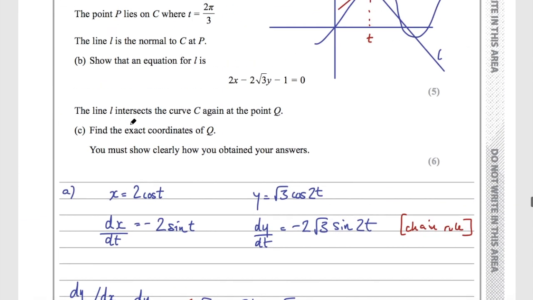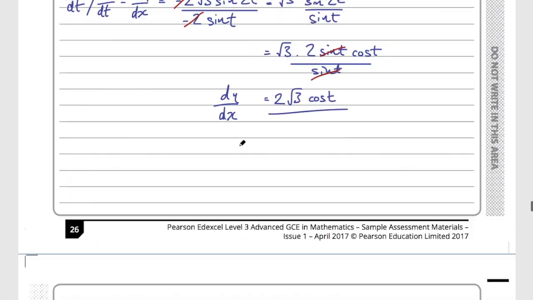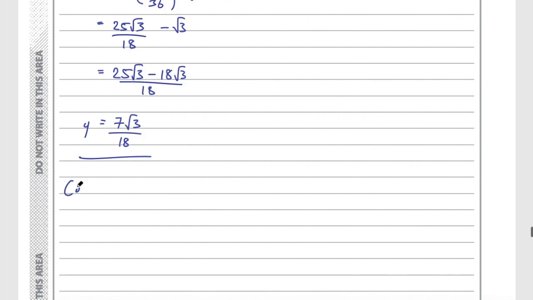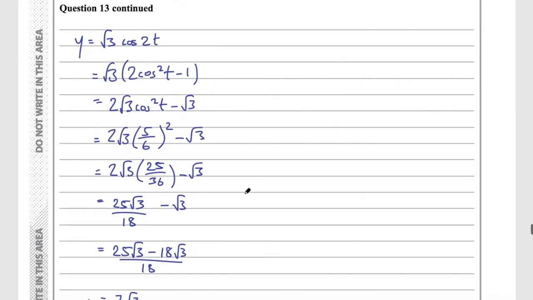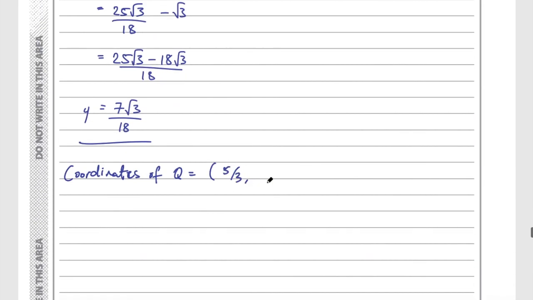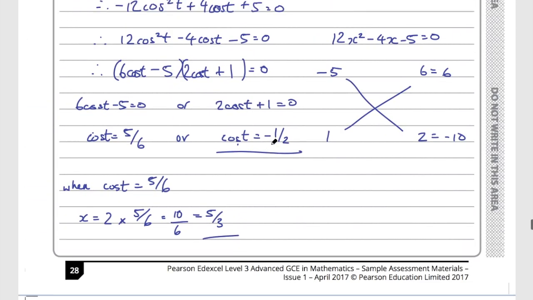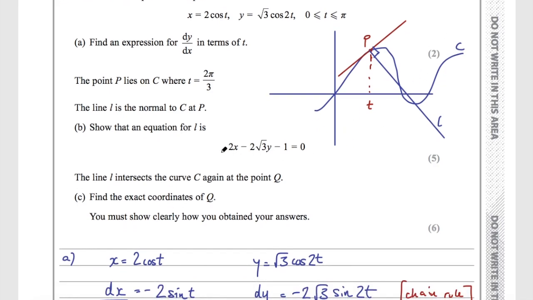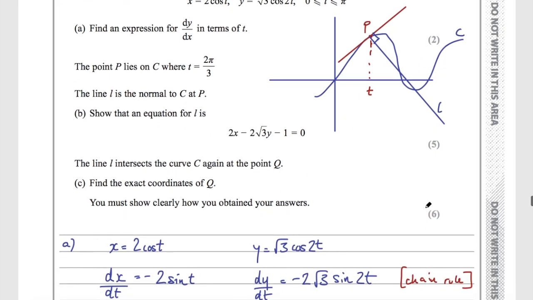Remember, the question was saying the line L intersects the curve C again at the point Q. Find the exact coordinates of Q. So we needed the x and y coordinates. So we've shown clearly how we get to the answer, so we should just state at the very end the coordinates of Q equals, and the x coordinate was 5 on 3 and the y coordinate was 7 root 3 on 18. Okay, so that was for a total of 13 marks. Let's just go back to the marks again. So part A was 2 marks, part B was 5 marks, and part C was 6 marks.